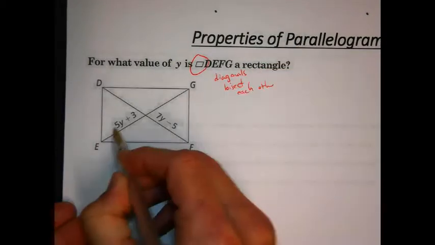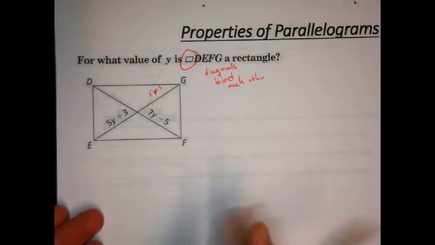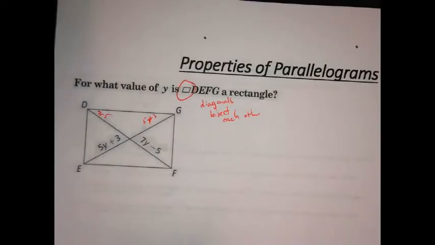Okay, so that means 5y plus 3 is here. That means this is also 5y plus 3. Just some helpful information: it's bisected. 7y minus 5 is here. That means 7y minus 5 is up here as well. That's what bisected means, right?